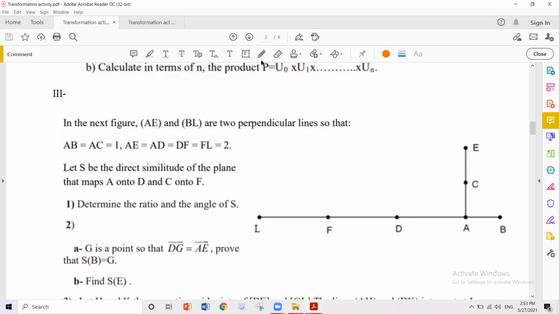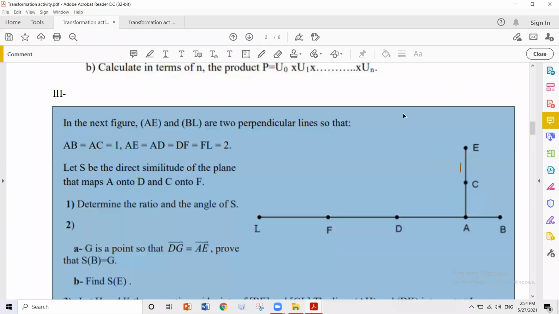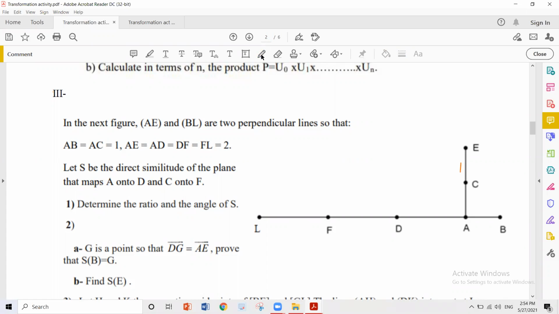Okay, let's start. It is a good exercise, this one. We have in the figure AD, DF, FL equal 2 centimeters. AB 1 centimeter, AE 2 centimeters, AC 1 centimeter, CE 1 centimeter.